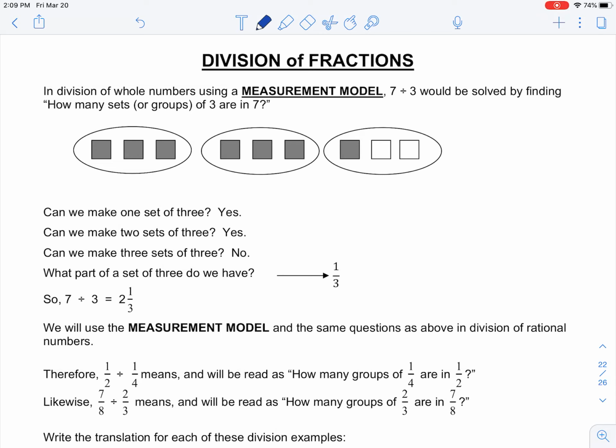So when we model division of fractions, this is again a very different way from modeling addition, subtraction, or multiplication. We're going to be thinking of it in terms of the measurement model, how many groups of a certain amount are in another amount. For example, this example here shows how many sets or groups of 3 are in 7. If we draw 7 items and make groups of 3, we have 1 complete set, 2 complete sets, and a third of another complete set. So 7 divided by 3 is 2 and a third.